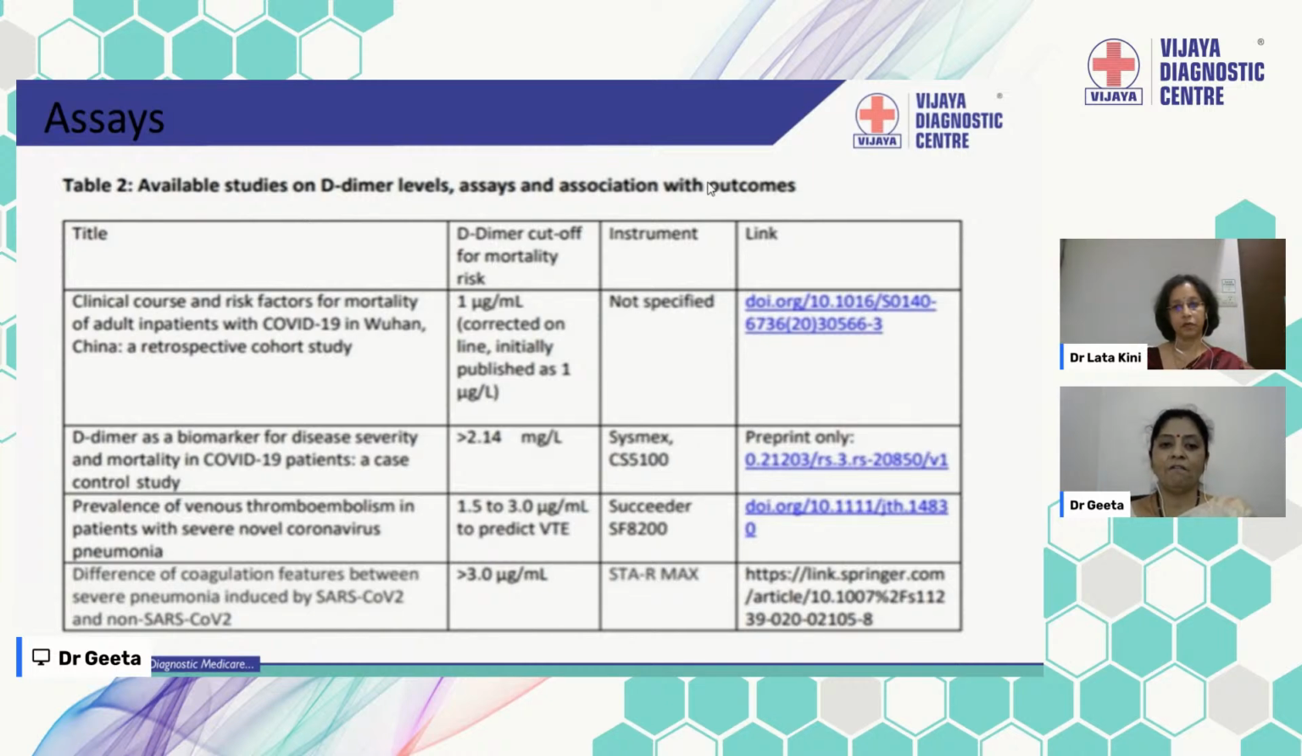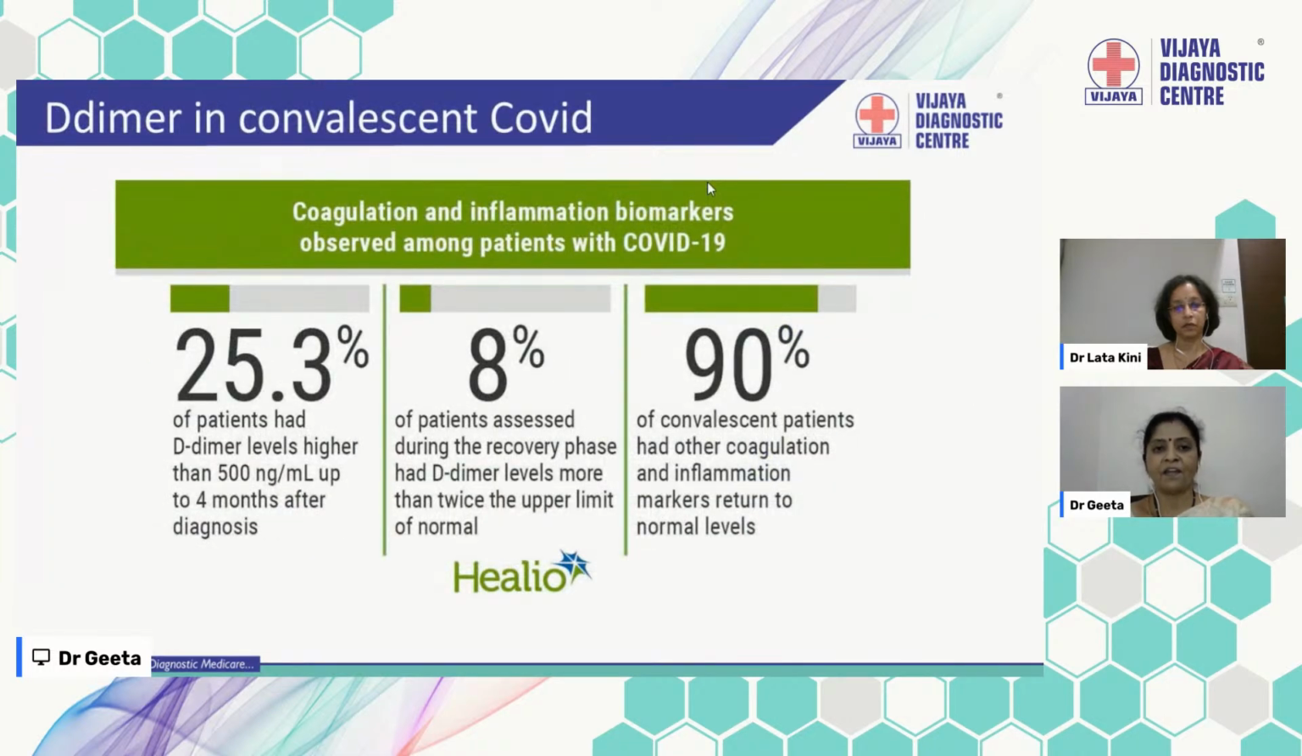Out of all this, I think we understand one thing, that the D-dimer levels constantly increase with the severity of COVID-19 infection. I think this is an interesting slide. I'd like to conclude with this.